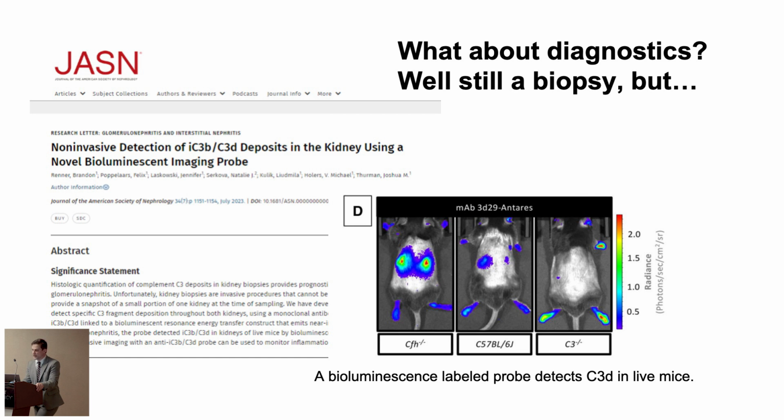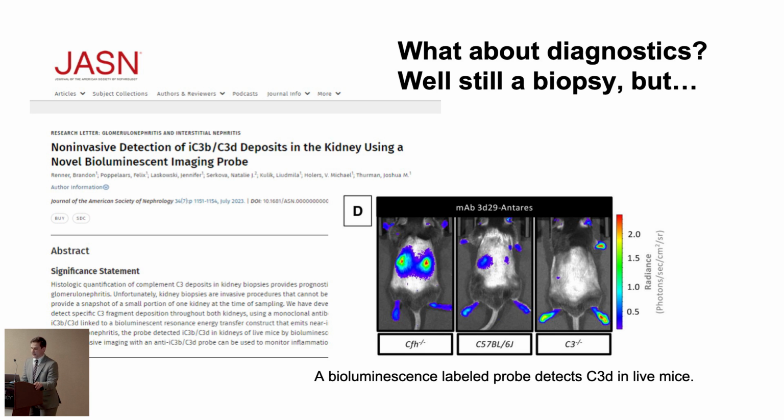So what about diagnostics? We still biopsy. To go full circle, when I explained that you still need the kidney biopsy, you still need the pathologist and all their wisdom to describe a pattern of what they see, are we still left with that? And I think this is one of the cooler things in the last couple of years about diagnostics.